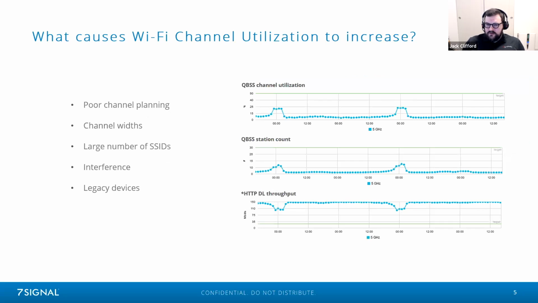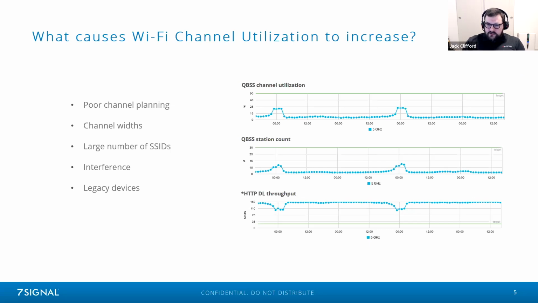So some things that can cause channel utilization to increase. If you have a poor channel plan, like if you're using 2.4 and you're not using 1, 6, and 11, you're using some non-standard channel, and you're having overlapping channels, that can cause an increase in your channel utilization. If you're using 40 megahertz wide 2.4 channels, for example, you're going to be causing some issues there as well.